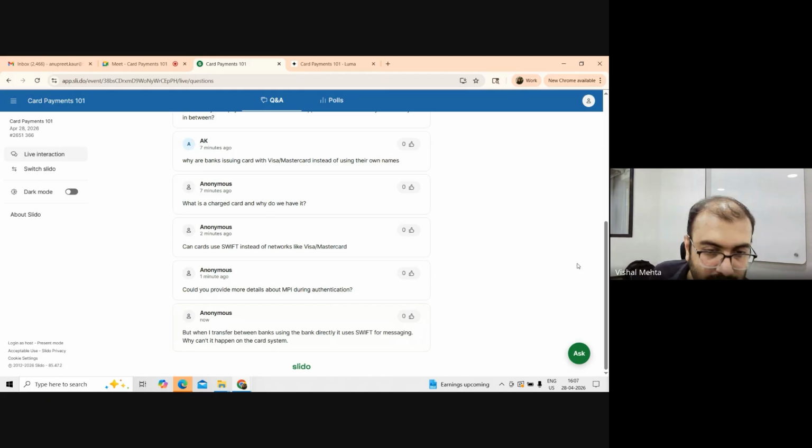Okay, that last question. When I transfer between banks using the bank directly, it uses SWIFT for messaging. Why can't it happen in the card system? It's a good question. It's a very technical response which I can give, but I'm happy to receive your question by email and we can discuss this. Happy to provide you the responses offline.